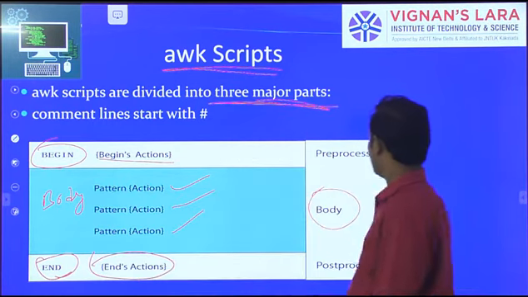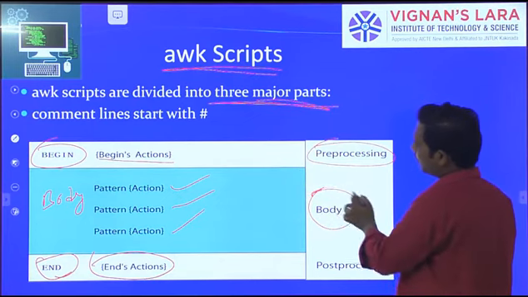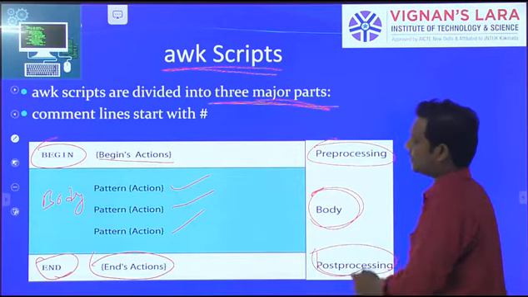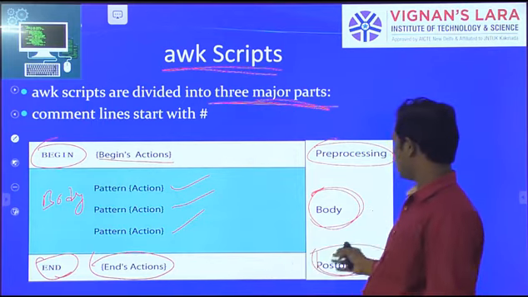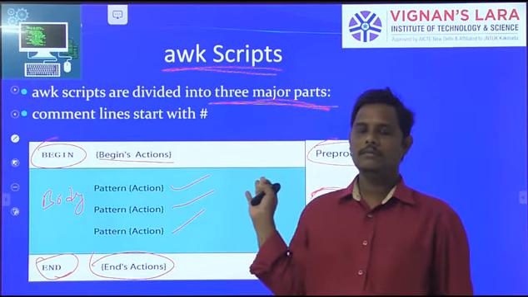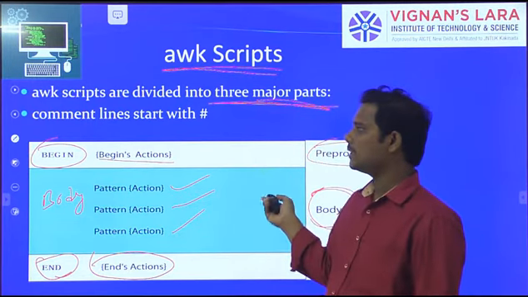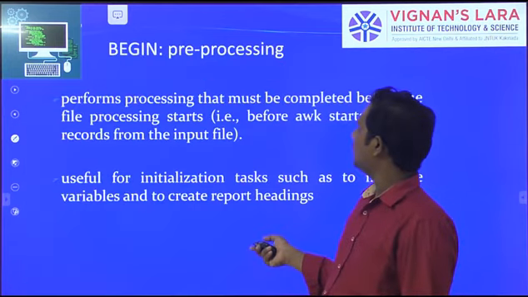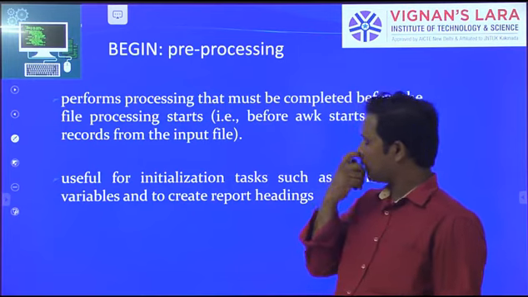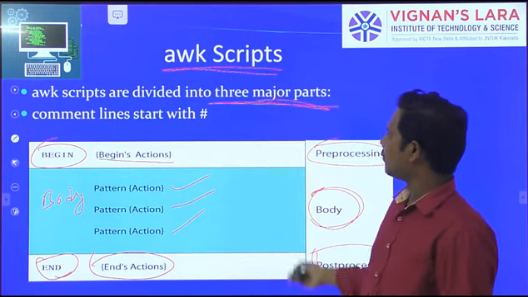Here you can see pre-processing, the beginning of the action. In the body we just write the executable statements. Then post-processing, the ending of the action. This is the procedure we follow to execute each and every AWK scripting program. There are more examples as well. So pre-processing is the beginning of the action.